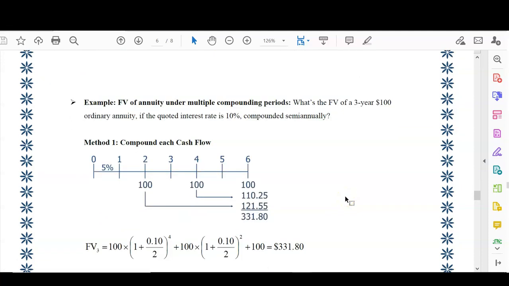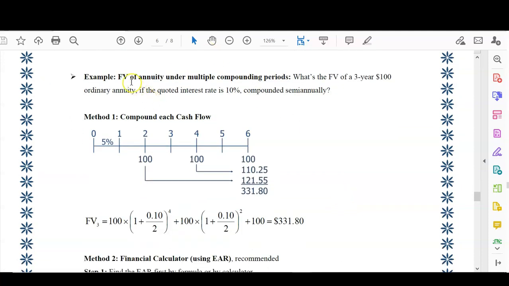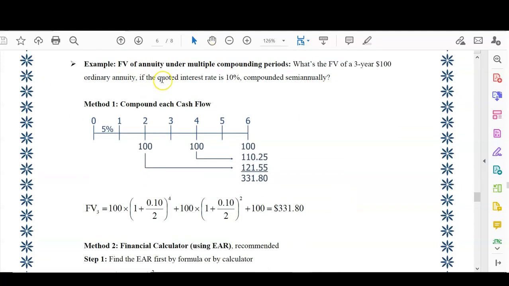Okay, let's look at an example here. What is the future value of an annuity under multiple compounding periods? What is the future value of the 3-year, 100 ordinary annuity if the quoted interest rate is 10% compounded semi-annually?